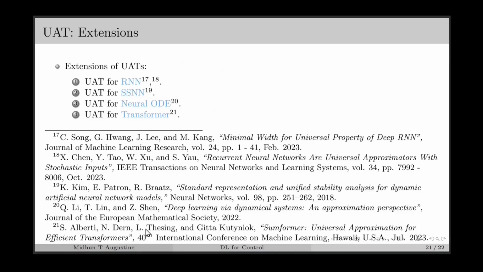Similarly, UATs for recurrent neural networks, or RNN, are studied in this particular paper. And UATs for state-space neural networks are studied in this paper. And UATs for neural ODE are studied in this paper. And the UATs for transformer networks have also been studied recently. This means that universal approximation theorems can be extended for different versions of deep learning models. It basically gives the theoretical guarantee on the approximation capability of deep learning models.